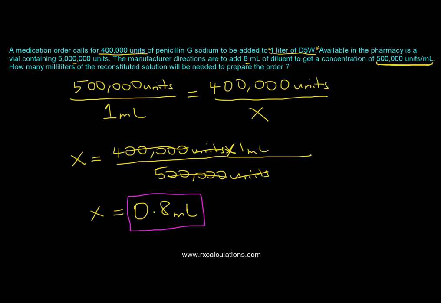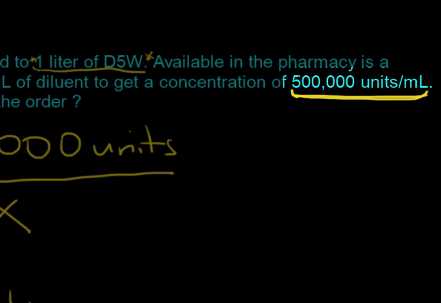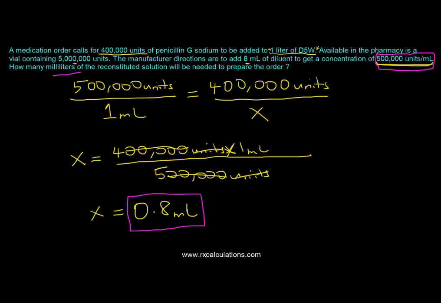But just to recap, the thing you want to look out for is that anytime you're calculating the dose, make sure you know what the final concentration is. If it's not given, you have to calculate it. In this question, it so happens that it was given to us as 500,000 units per ml, so we set up this proportion to determine our unknown. We solve for X, and we end up with 0.8 milliliters.